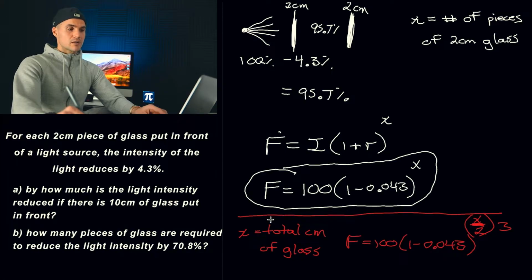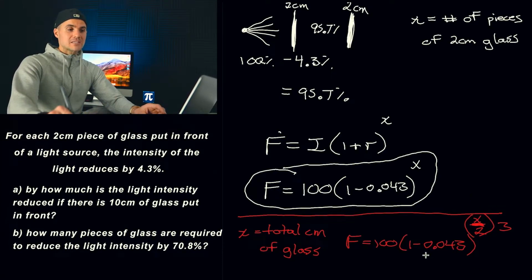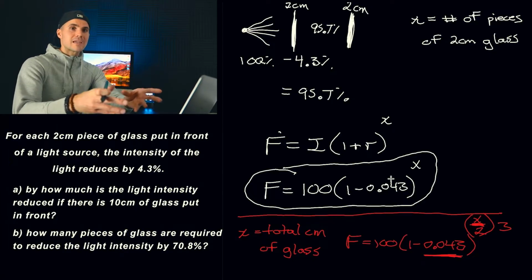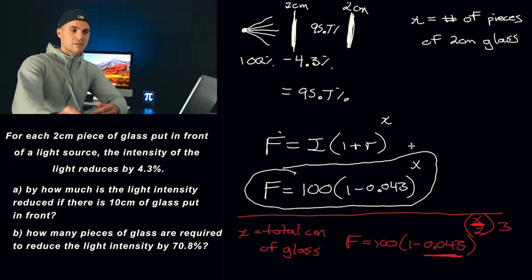I think it's the better option, but if you didn't want to go with making x the total centimeters of glass that's in front of the light, just make sure that you're going to divide that x value by 2, because that total exponent always has to represent the number of pieces, because we know that each piece is reducing the light intensity by 4.3%. And since we put the r as negative 0.043, that exponent has to be the thing that's making the decay happen. And the thing that's making the decay happen is the number of pieces of glass. Then each piece of glass is reducing it by 4.3%. So the exponent ultimately has to be the number of pieces. Okay, but again, I'm going to go with this one. I'm going to let x be the number of pieces of glass.